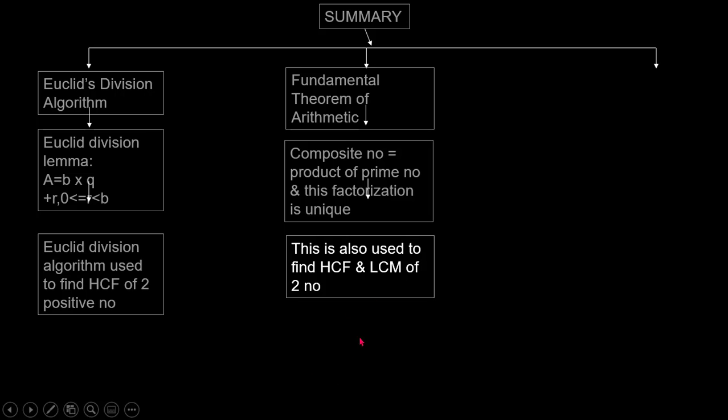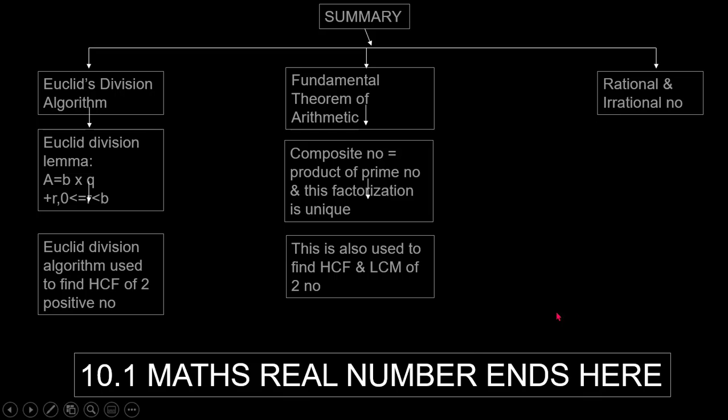We have found various HCFs and LCMs. We have seen their applications, and in the end we have seen rational and irrational numbers, and how to find the decimal expansion, terminating or non-terminating. So this is just the crux of this chapter, and here I declare that our class 10 maths Real Numbers chapter ends, as far as the NCERT syllabus is concerned.